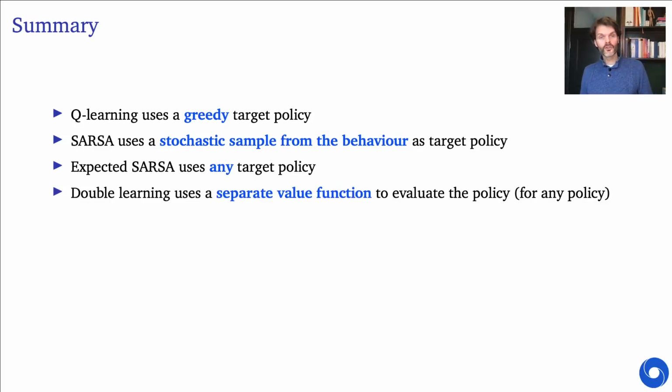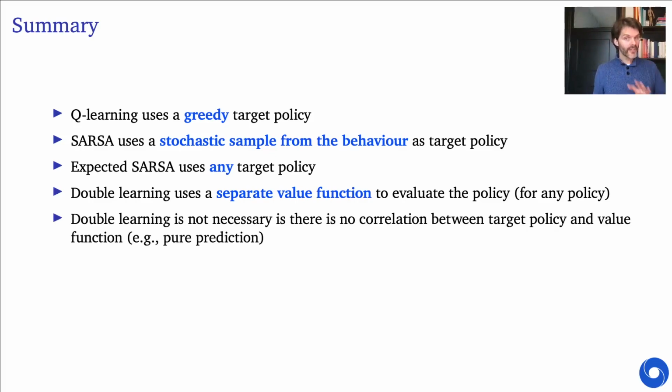but you can pick anything you want. And then we also talked about double learning, where we use a separate value function to evaluate the policy for any policy. Now, double learning is actually not necessary if there's no correlation between the target policy and the value function. Let's say we're doing pure prediction. You could use expected Sarsa, for instance, to learn about a target policy which we're keeping fixed.